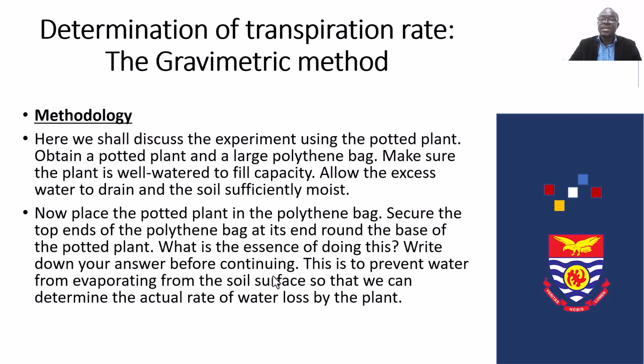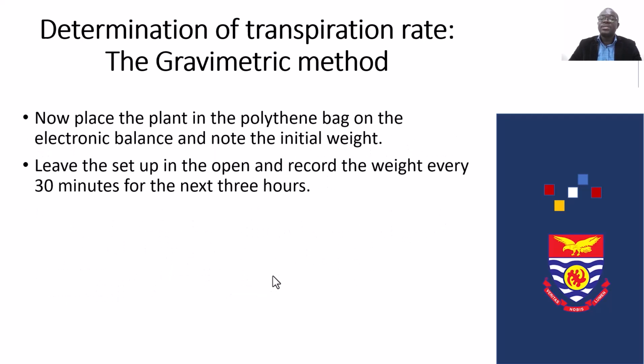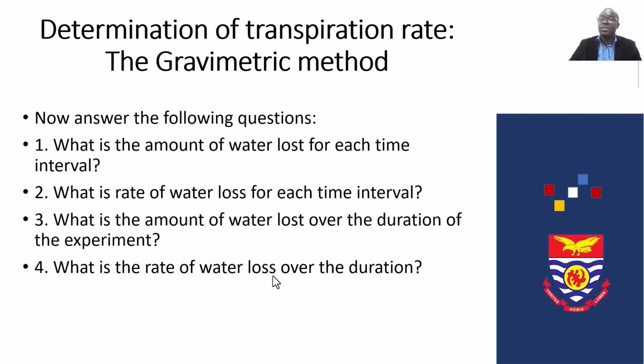Write down your answer before continuing. This is to prevent water from evaporating from the soil surface so that we can determine the actual rate of water loss by the plant. Now place the plant in the polythene bag on the electronic balance and note the initial weight. Leave the setup in the open and record the weight every 30 minutes for the next 3 hours.